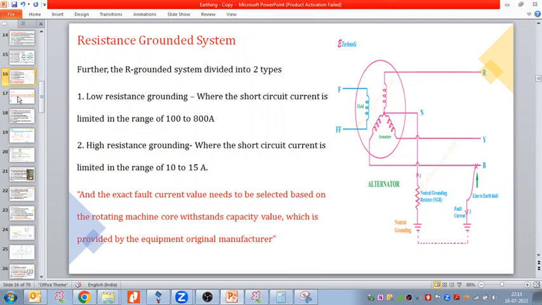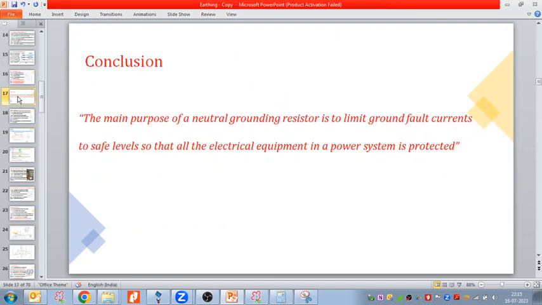So if we conclude the discussion so far about grounding and earthing, the conclusion is that the main purpose of a neutral grounding resistance is to limit ground fault current to safe values, so that all the rotating electrical equipment in a power system is protected, right?